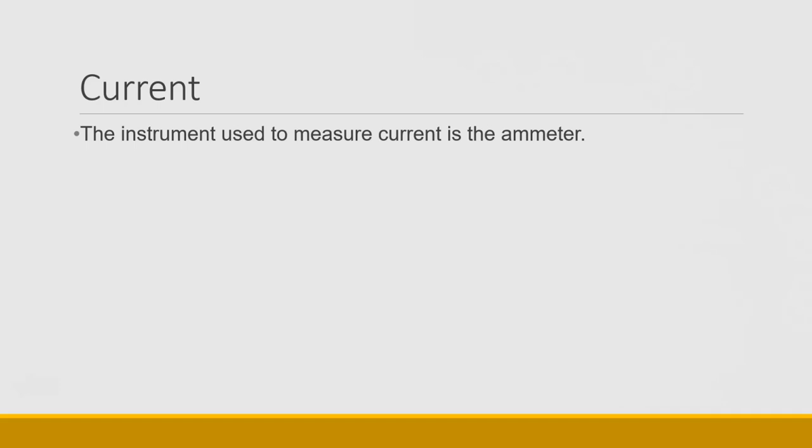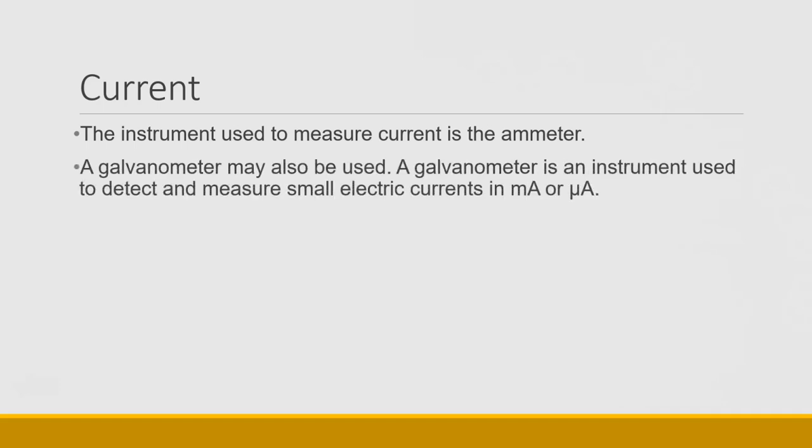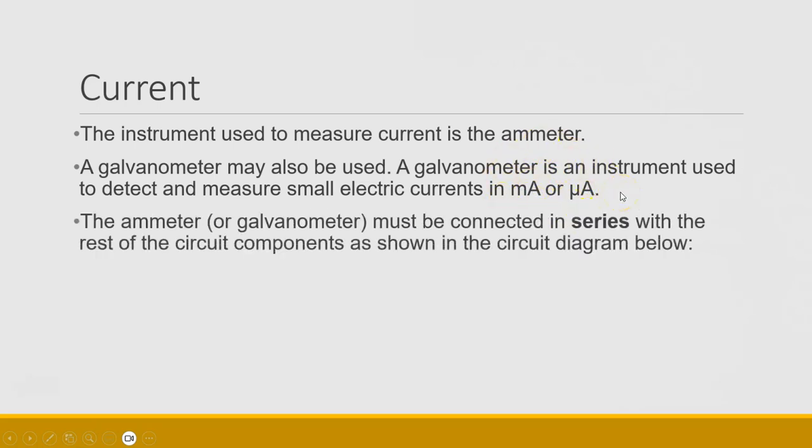The instrument used to measure current is the ammeter. A galvanometer can also be used. A galvanometer is just like an ammeter, but it is an ammeter that is used to detect really, really small electric currents, like in milliamps or in microamps.